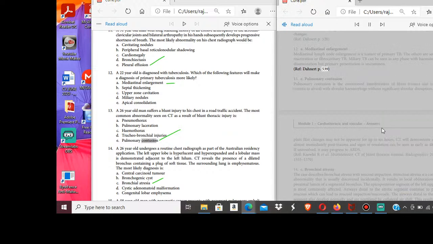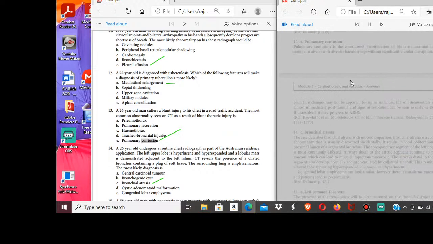13E. Pulmonary contusion. Pulmonary contusion is the commonest manifestation of blunt trauma and indicates trauma to alveoli with alveolar hemorrhage without significant alveolar disruption.